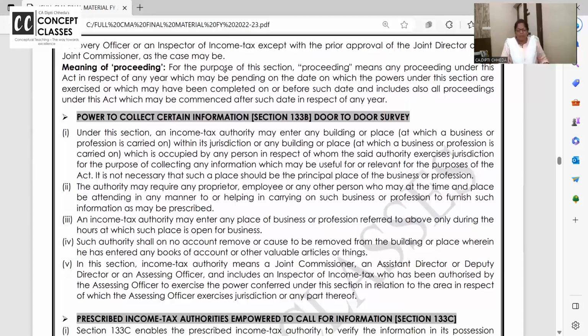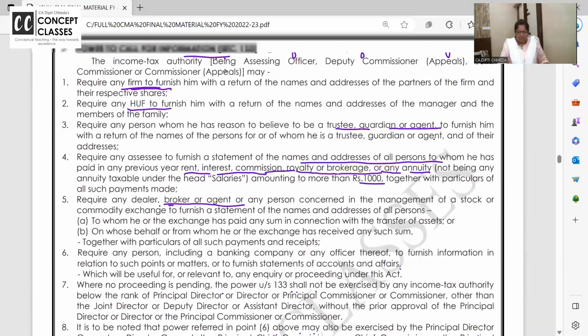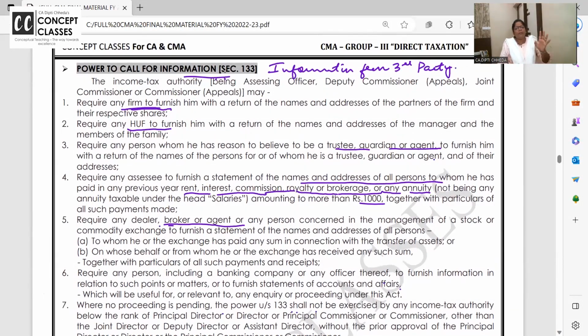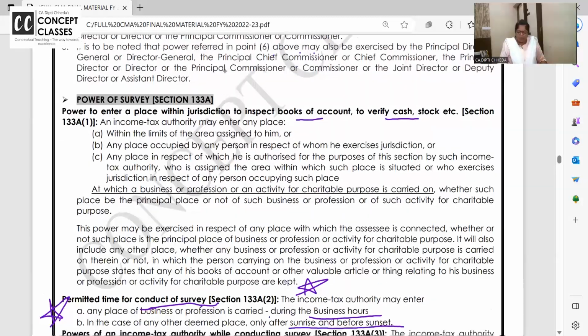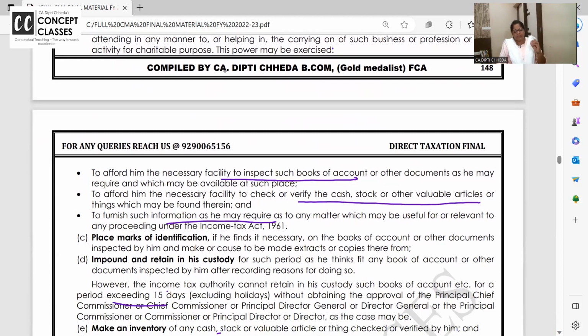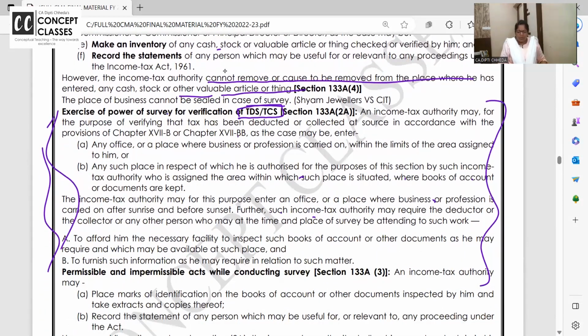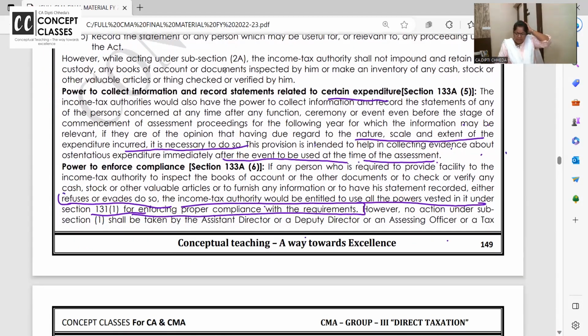Okay, so 133 survey is over. Take a pause and tell me, is today's topic clear? पहले मैंने 133 पढ़ा है. Can you get information from third parties? ऐसे for the SSE, yes. 133A is survey. सर्वे में सब कर सकते हैं. You can enter the business premises, you can check the stock, the books of accounts, take inventory, place marks of identification, but you cannot take it with you. Are there separate surveys for TDS, TCS? Yes. For some expenditures, yes.